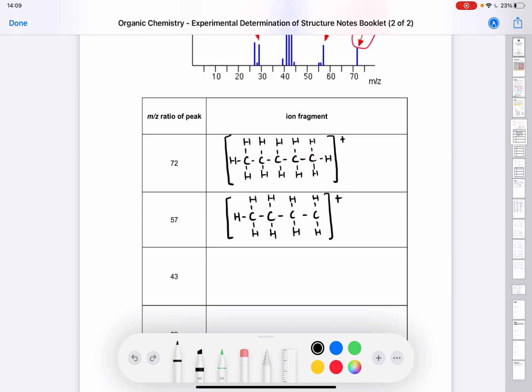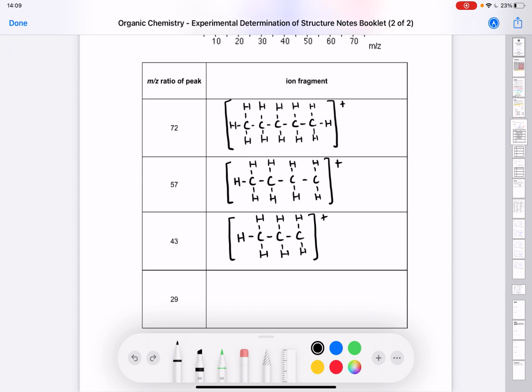Right, for the fragment at 43, it will be 3 carbons. And for this particular fragment, it would be that bond there that I've just circled in yellow that has broken. And then we've got a final one of 29. So for this one, it'll just be a little small fragment here, like so. And that'll have your mass of 29.